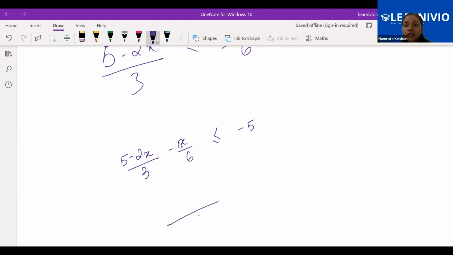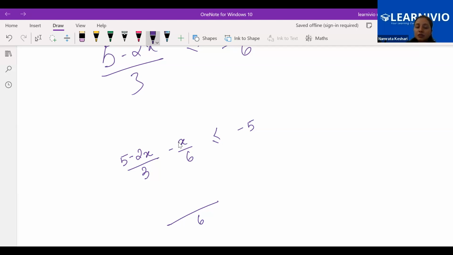LCM of 3 and 6. Is it 3? That is the HCF. Ma'am, LCM is 6. Yes, it is 6. LCM means we'll be taking the common part also and the remaining terms also.